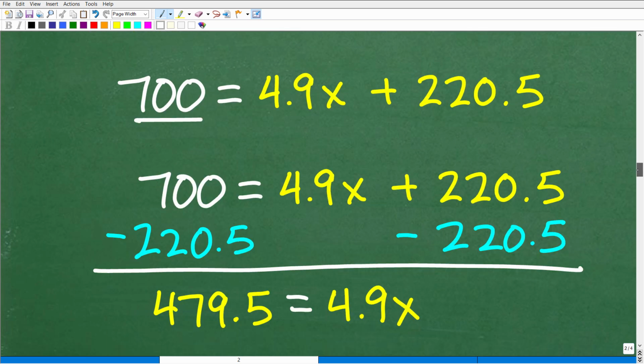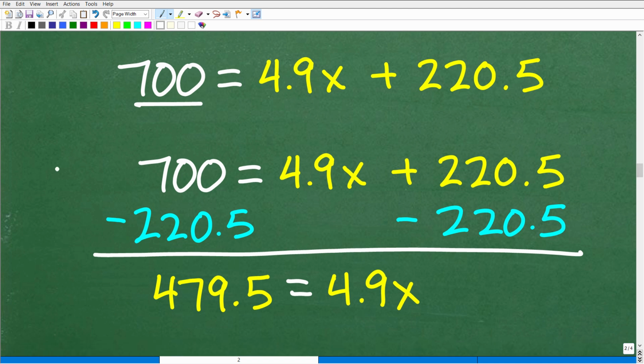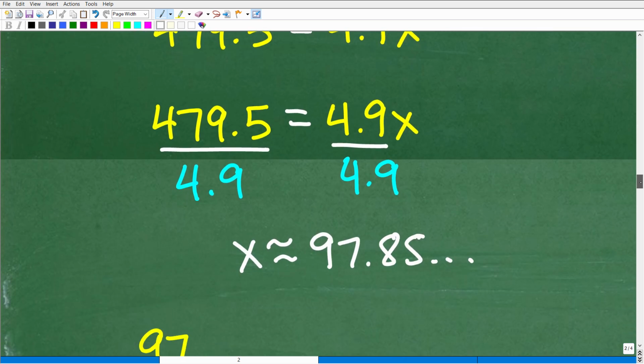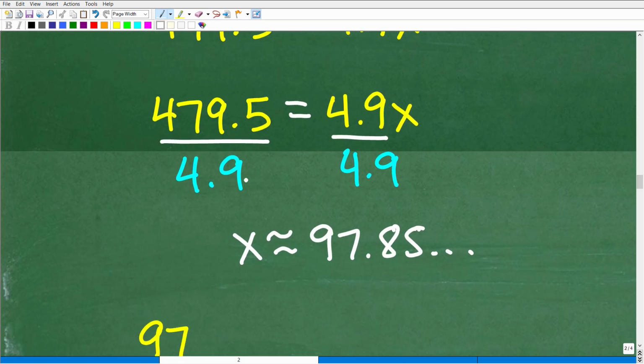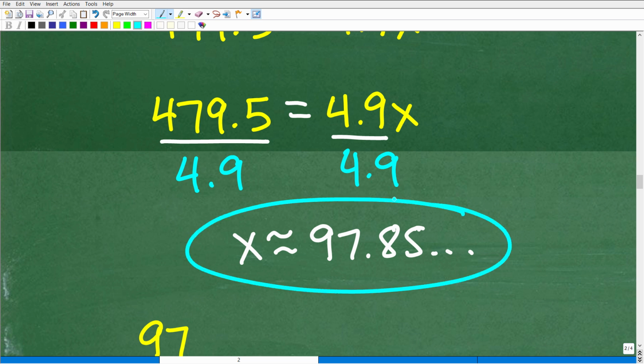Okay, so when we do this, you can see the algebra here. So we have 700 equal to 4.9x plus 220.5. So I want to subtract 220.5 from both sides of the equation. I get 479.5 is equal to 4.9x. So I'm going to solve for x by dividing both sides of the equation by 4.9. And what do I get? Well, I get x is approximately equal to 97.85, on and on and on. Okay, that decimal continues on.